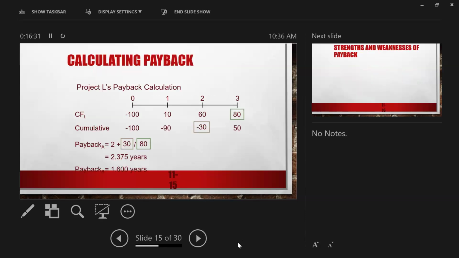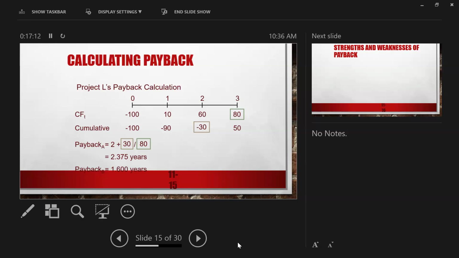So how do you calculate payback period? It is very simple. This is the very first problem we did, the lemonade stand problem. Your initial cost is $100. In year one, you made $10, so at the end of year one, you owe $90. Then in year two, you have $60, so at the end of year two, you still haven't paid back $30. But in year three, we make 80.